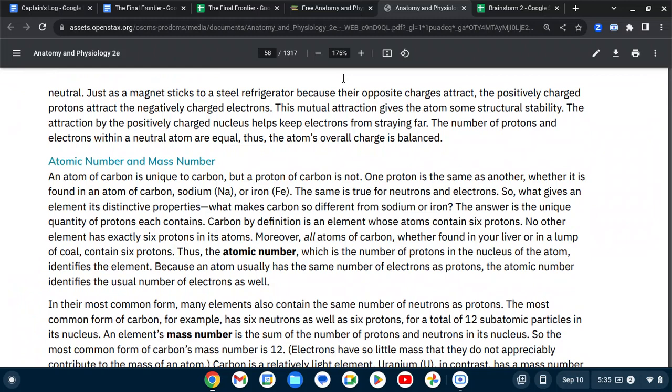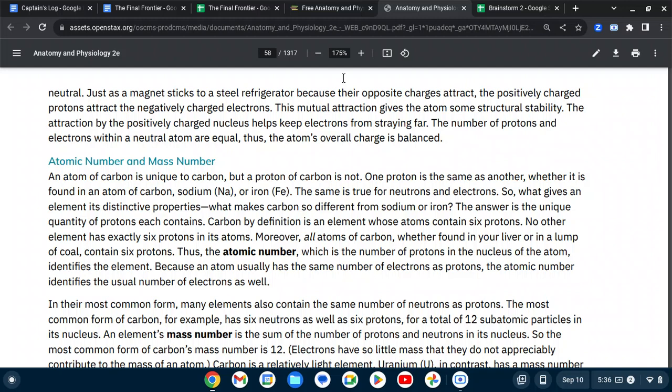One proton is the same as another, whether it is found in an atom of carbon, sodium, or iron. The same is true for neutrons and electrons. So what gives an element its distinctive properties? What makes carbon so different from sodium or iron? The answer is the unique quantity of protons each contains.